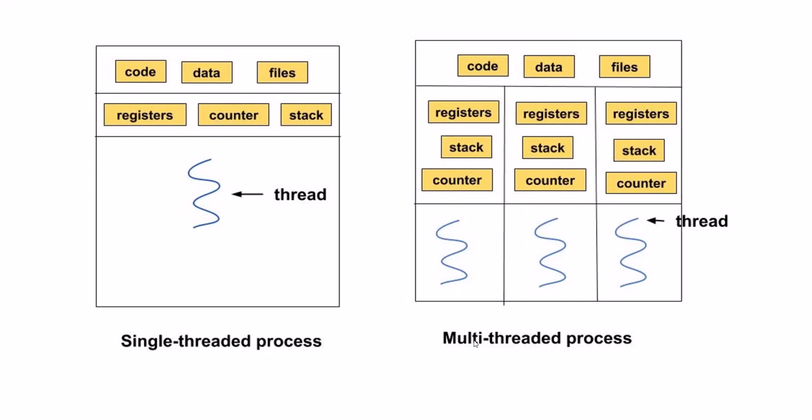Now let's see the multi-threaded process. In a multi-threaded process, as you can see, there are three threads here. So multiple threads are created in our process. That time the process is called a multi-threaded process, and in this multi-threaded process each thread will have its own registers, stacks, and counter, and code, data, files. These are the resources which are shared by multiple threads. So this is nothing but a single-threaded process and a multi-threaded process.